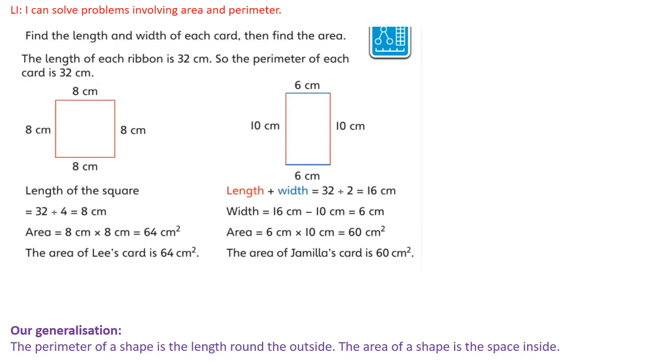So now I know the width and the length, so I can multiply those together to get the area. 6 times 10 equals 60 centimetres squared.